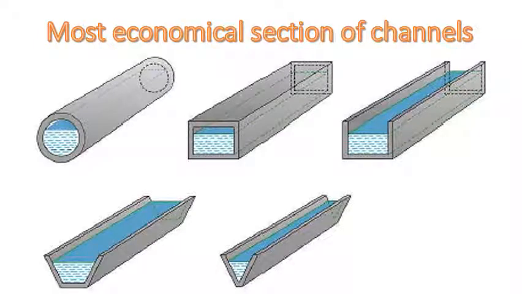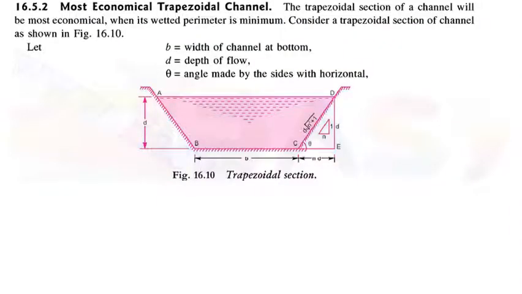Hello students, in this video we will discuss the most economical section of channels with trapezoidal shape. The most economical trapezoidal channel is when the wetted perimeter of the section is minimum. This was the same condition as for the rectangular channel also.